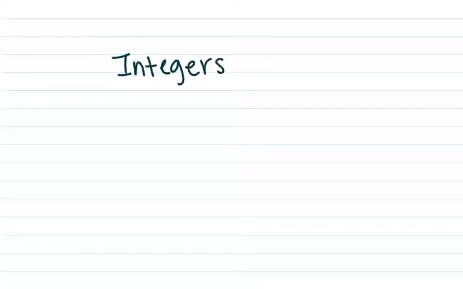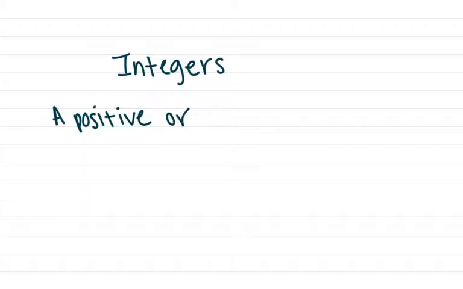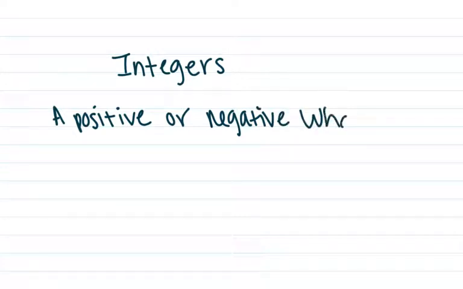Today we're going to be talking about integers. So far in your 6th grade math career, you have worked with positive numbers. Well, integers are positive numbers. However, there are another set of numbers on the other side of 0 on a number line, and those are called negative numbers. So when we talk about integers, we are talking about a positive or negative whole number.